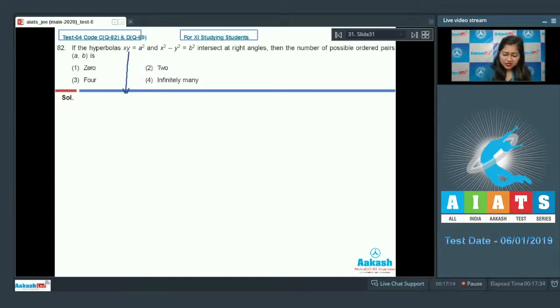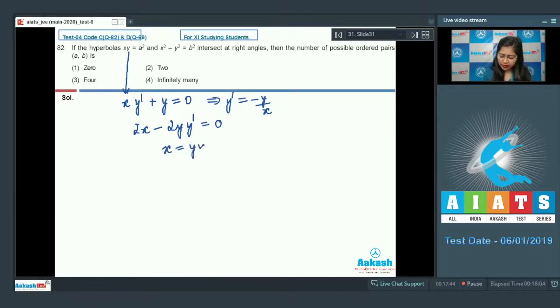Let us differentiate this equation xy equal to a square. We will get x into dy by dx, let us say that is y dash, plus, keeping y constant, differentiation of x is 1. So this is equal to 0. So from here we get that y dash is equal to minus y upon x. Similarly, differentiating the second equation, we will get 2x minus 2y into y dash is equal to 0, that is x is equal to y into y dash. So from here we get that y dash is equal to x upon y.